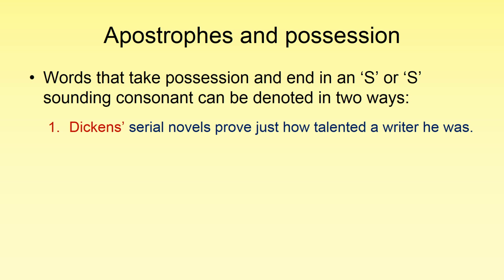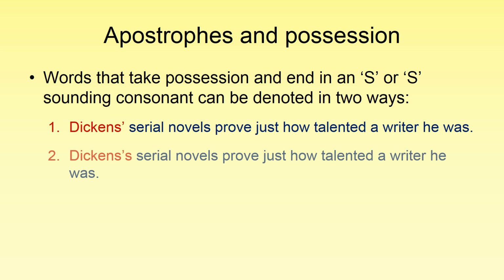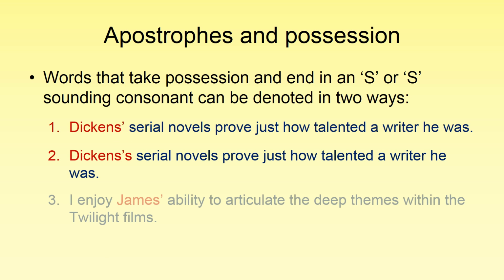Apostrophes can cause some problems when we have a word that ends in an S. Here we have Dickens, as in Charles Dickens. His last name ends in an S, so we would be saying Dickens's when we want to denote possession. So in this sentence we have Dickens's serial novels prove just how talented a writer he was. The most common way of denoting this is just having the apostrophe after the S or S-sounding consonant at the end of a word, but we can also have the S as well. So if you want to use the traditional version, that's perfectly fine. They both say Dickens's in this case, so it's fine.